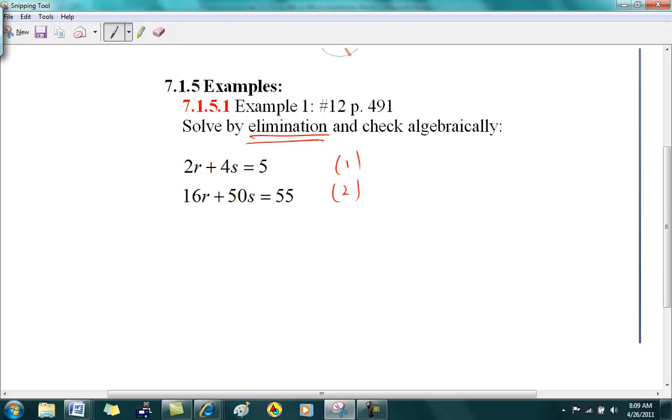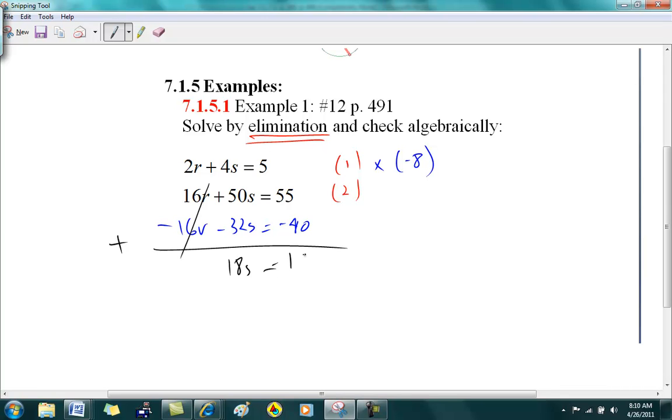So I guess the best variable to eliminate would be r, and the best thing would be to multiply the first equation by negative 8, so that you get negative 16r here, negative 32s equals negative 40. You would add the two equations, and this would cancel. This would give you 18s equals 15. So s is equal to 15 over 18. Always reduce. So that's 5 over 6. So that's s. We need to find r, and we can do that by plugging s in that equation.